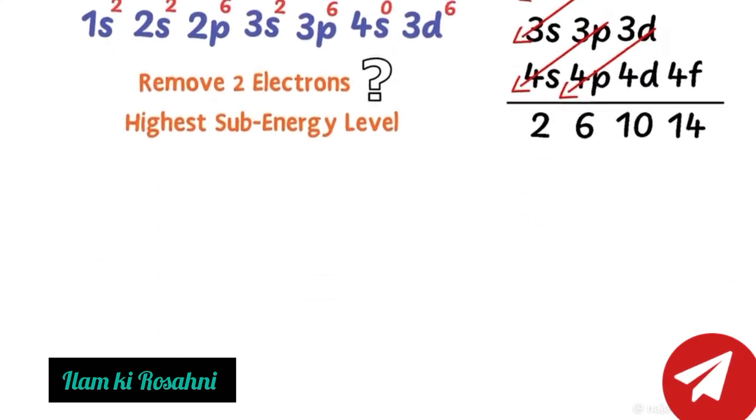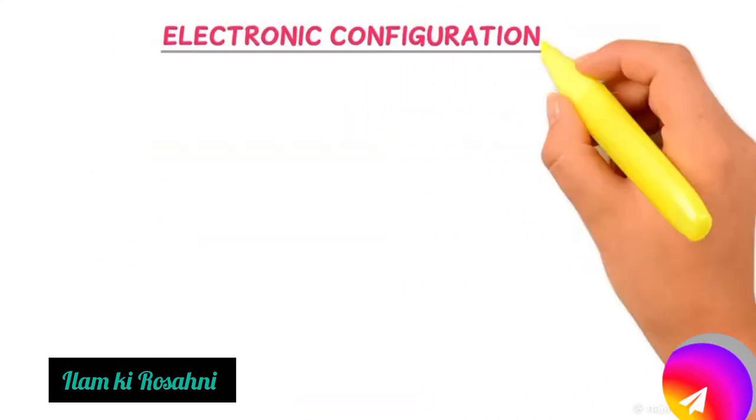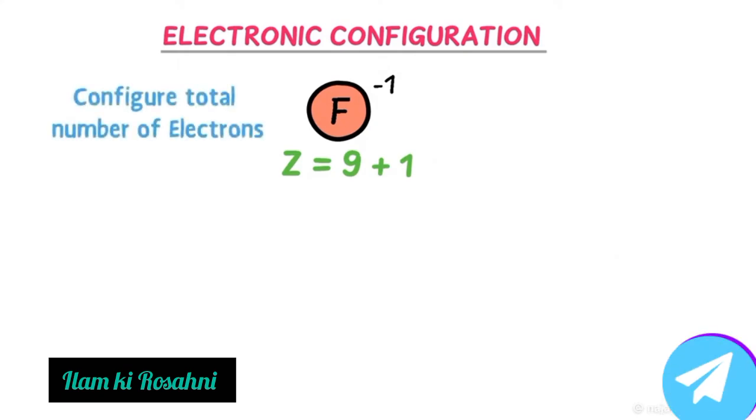Lastly, let me teach you electronic configuration of negative ions or anions like fluorine ion. Negative means that fluorine atom is in loss because it has taken a loan from someone. We know that atomic number of neutral fluorine atom is 9. Now add this 1 electron taken as loan, so we get 9 plus 1 is equal to 10 electrons. In case of negative ions, just configure the total number of electrons.